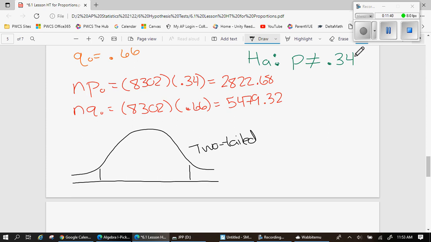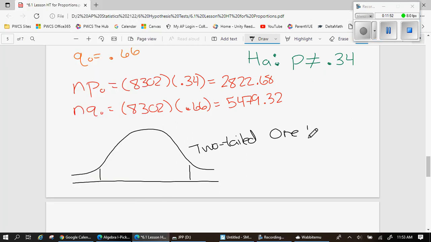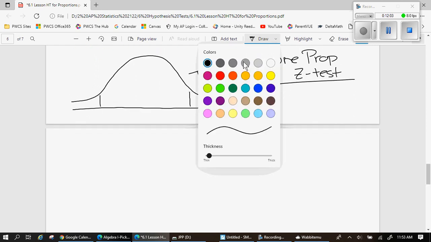And so we are going to run a one proportion z-test, and that is stat tests. And so we're going to use some notation here.